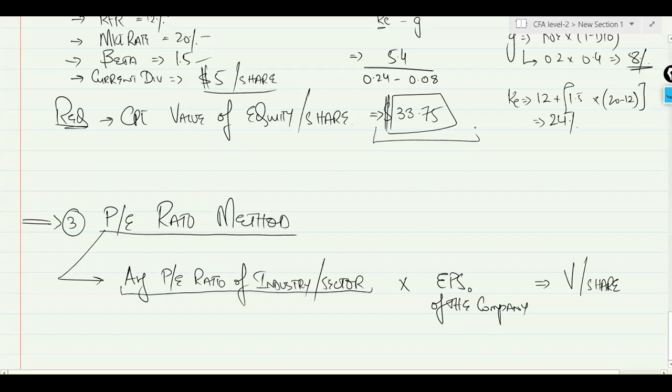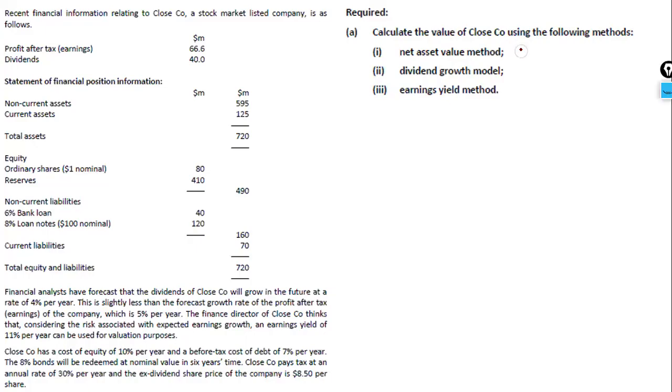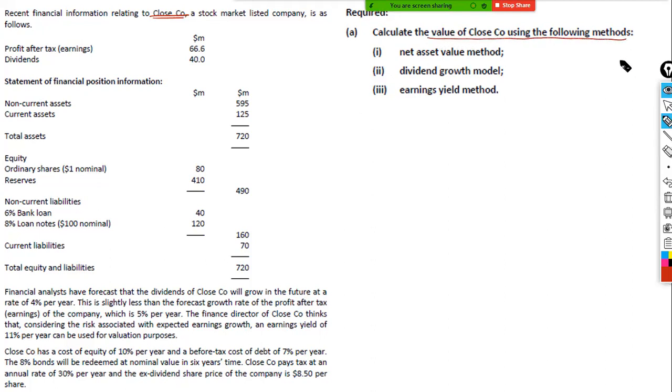Okay, so we have taken an understanding of very basic three methods: net asset valuation method, dividend valuation method, and price to earning ratio method. Now I would like you to apply this method into a question. So now this is the question in front of you. I want you to compute this. This is the complete question. Question name is closed company. Read this question. You need to calculate the value of closed company using the following methods.